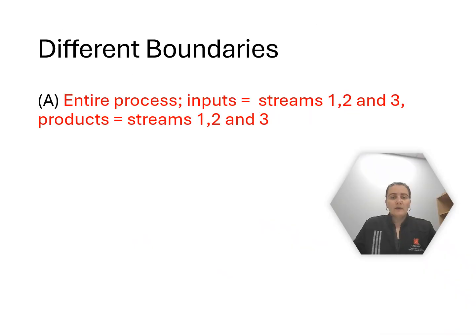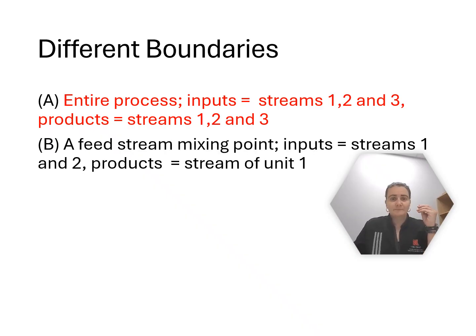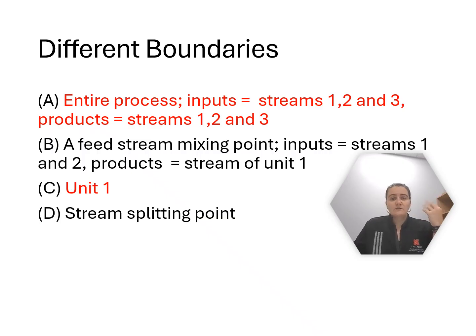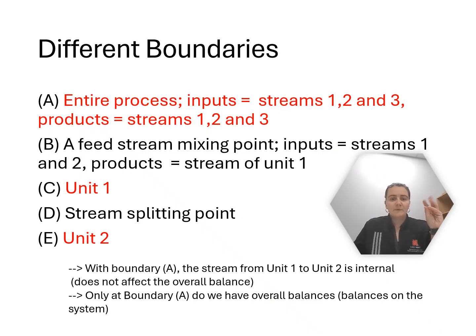So let's write that down a little bit more clearly. If we draw a boundary around the entire process, the inputs to that process are streams 1, 2, and 3, and the products are streams 1, 2, and 3. There are three of them. Okay, if you have a feed stream that's going into that mixing point, the inputs are streams 1 and 2, and the product is just the stream that's going into unit 1. Unit 1 has its own boundaries. The stream splitting point that we talked about between unit 1 and 2 is a boundary. Unit 2 is a boundary. And with each boundary, we're going to want to be careful about what affects the overall process.